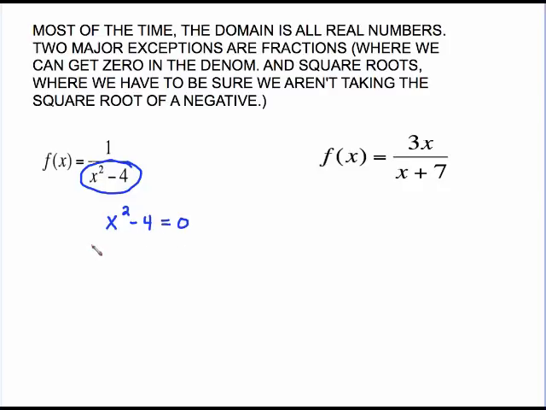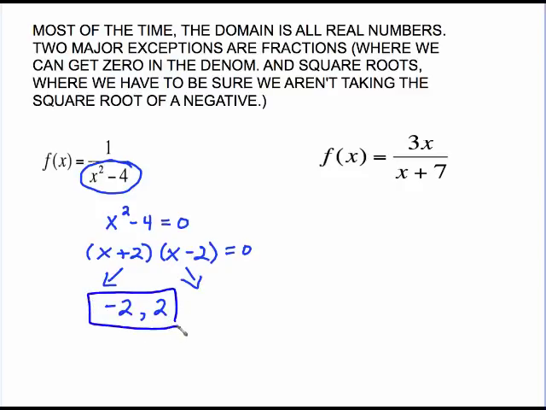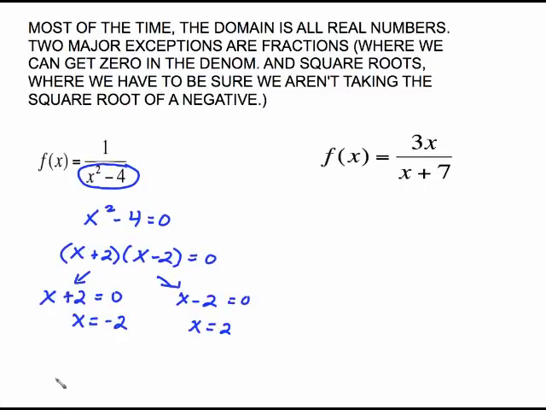To solve this equation, we're going to have to factor this. It's the difference of two squares. It factors as x plus 2 times x minus 2, and then you can use the zero product property and set each one equal to 0 and get negative 2 and 2 as your values that would give you a 0 in the denominator. These are the values that need to be thrown out. We are excluding negative 2 and 2 from our set.